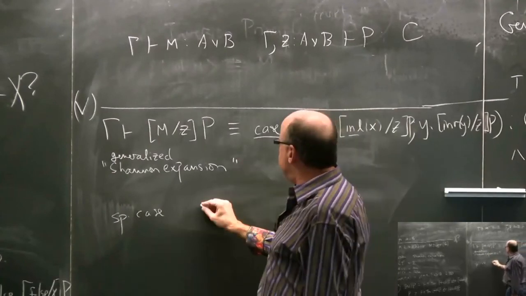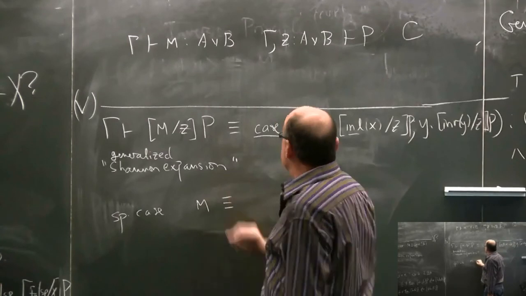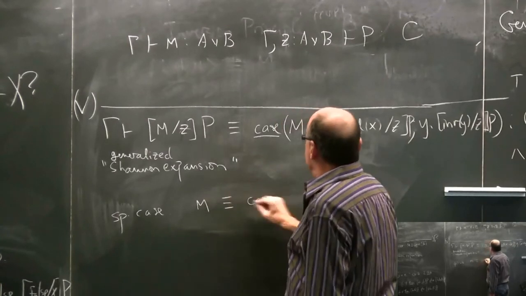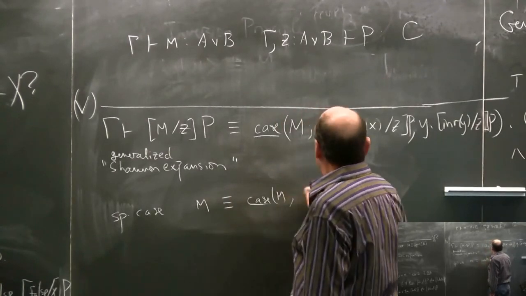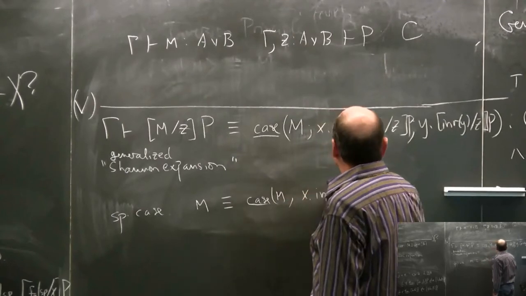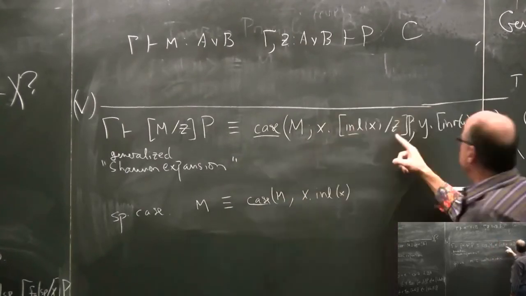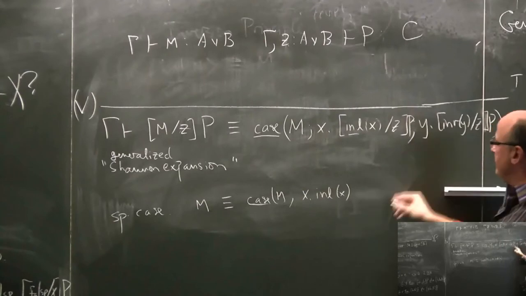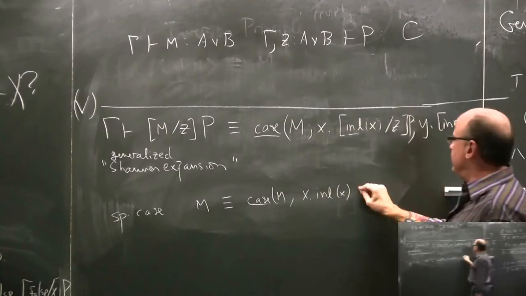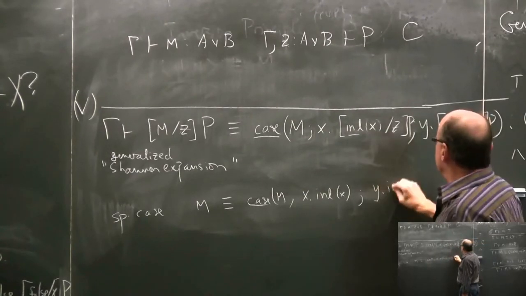So let's work out what that special case is. It says that m is equal to case m, x dot in left of x, because I'm plugging that in for z, and that is z, so I get x dot in left of x and y dot in right of y.